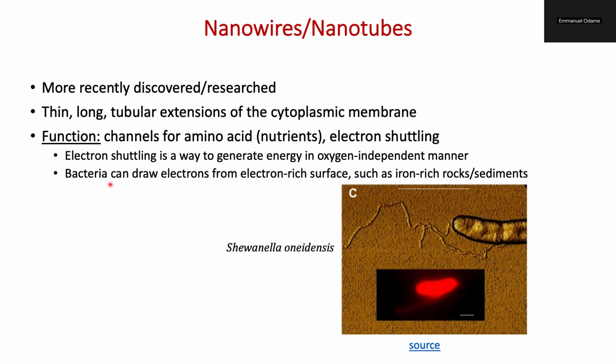Electron shuttling is a way to generate energy in an oxygen-independent manner, and the bacteria can draw electrons from electron-rich surfaces such as iron-rich salts or sediment into the bacteria itself. So it's not only one way, it's both in and out.